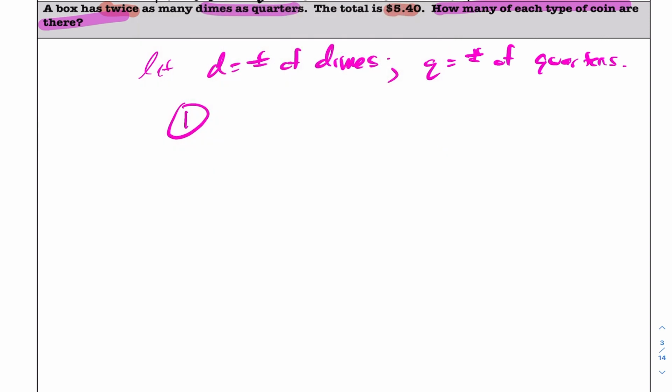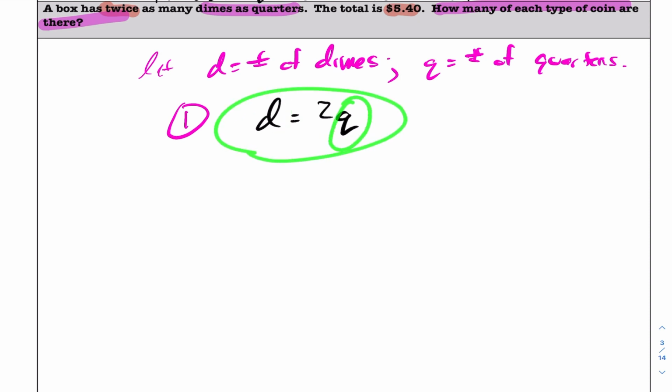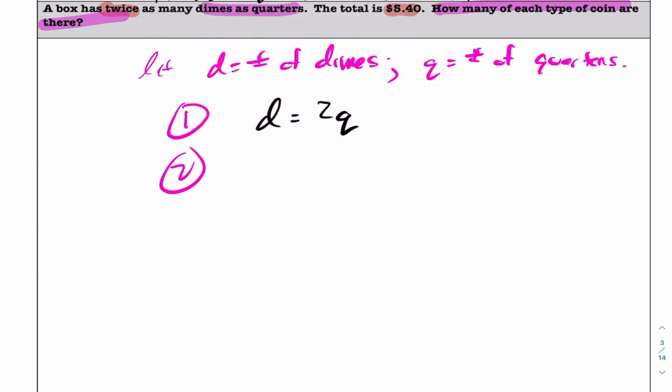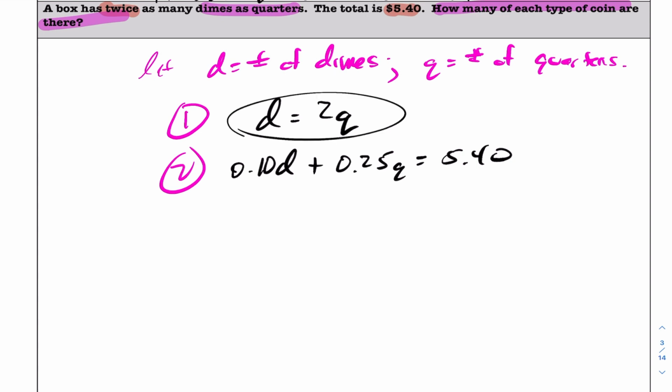What I know here is that the box has twice as many dimes as quarters. So there are a lot more dimes than quarters. The number of dimes is twice as many as the number of quarters. For these to equate, I have to take the number of quarters and double it. So there's my one equation: D equals 2Q. Let's set up our second equation. I know the total comes out to 540. If I take 10 cents times the number of dimes, plus 0.25 times the number of quarters, that has to equal $5.40.